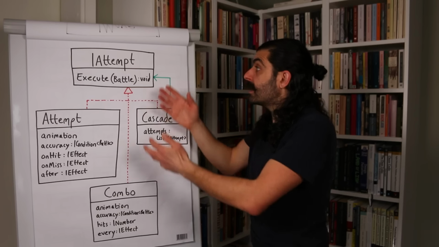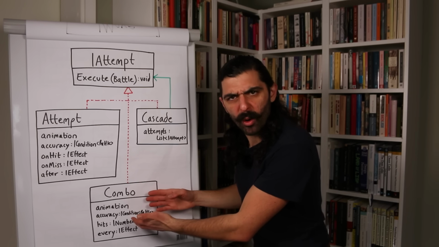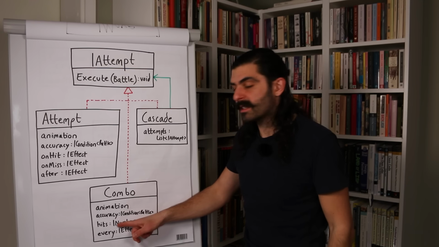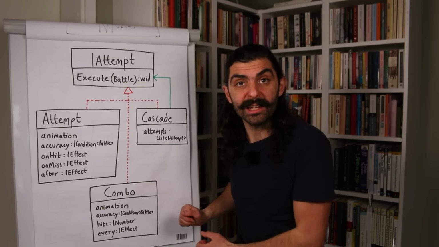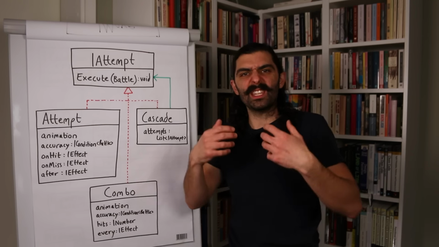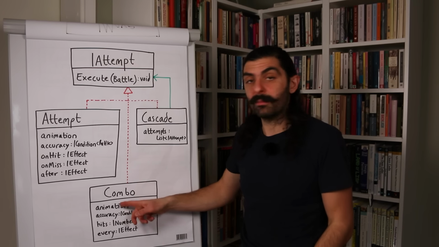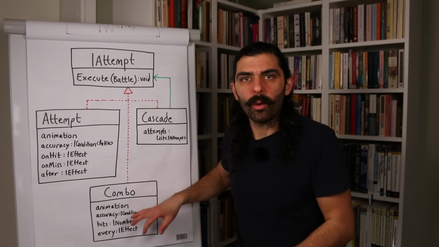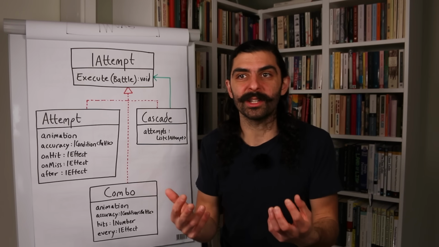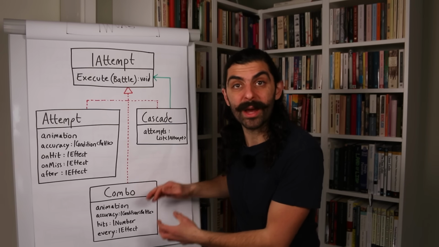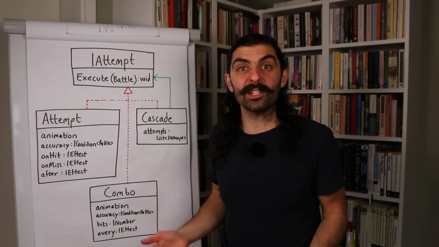Another example is the attempt type combo. The combo type contains an iNumber, which is used to determine how many times this combo should hit. In other words, how many times the effect and the animation should run. A combo fundamentally does not care how the number is computed. It just cares that it has a way to get to a number. It just needs a strategy.